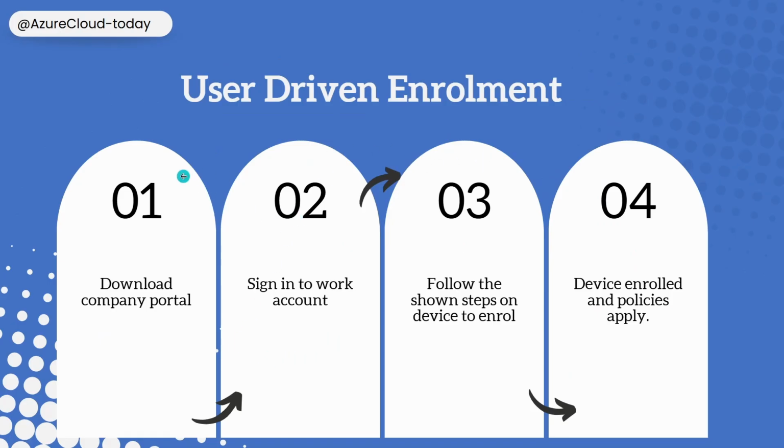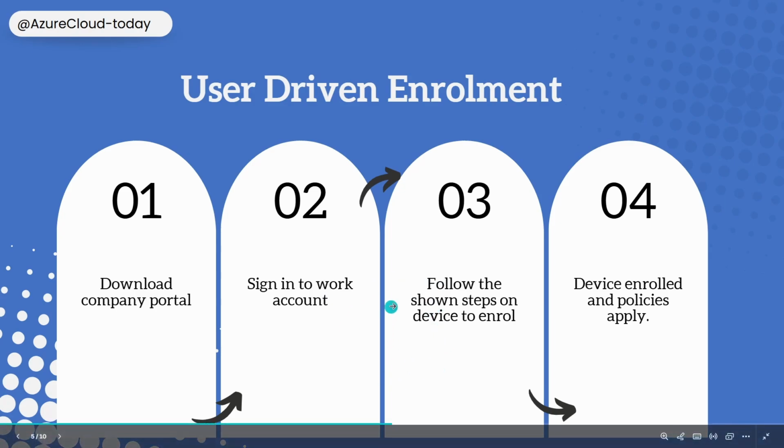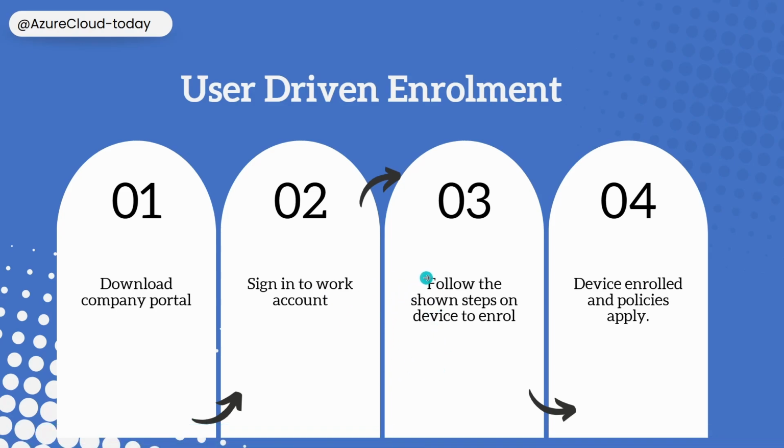User driven enrollment is the most straightforward method. The employee downloads the Company Portal app from the App Store, Play Store, or Microsoft Store. They sign in with their work email and password. The app then walks them through a few prompts. They agree to the terms and conditions, which in turn allows a management profile to be installed on the device, and within a minute or two, or sometimes a few minutes, the device is enrolled completely in Intune.